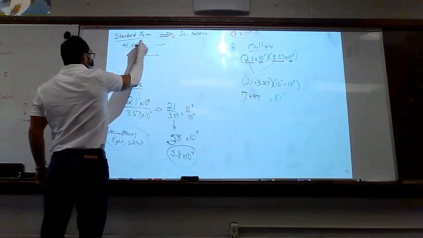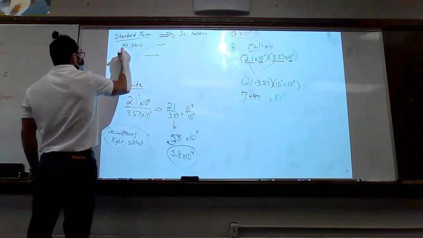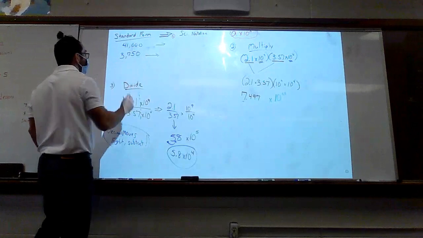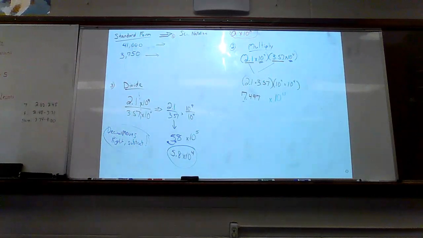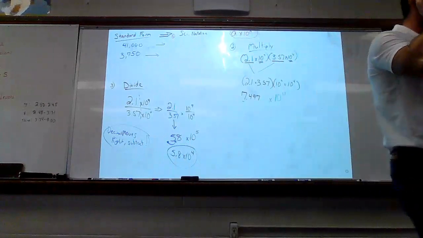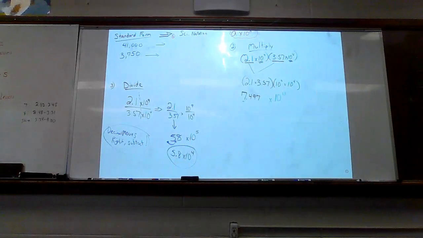41,000 even and 3,750. So 41,000, 3,750. I want to hear you discussing this. I want to hear you working together. I want to see what you come up with. Go. So your first step should be figuring out where that decimal needs to be.